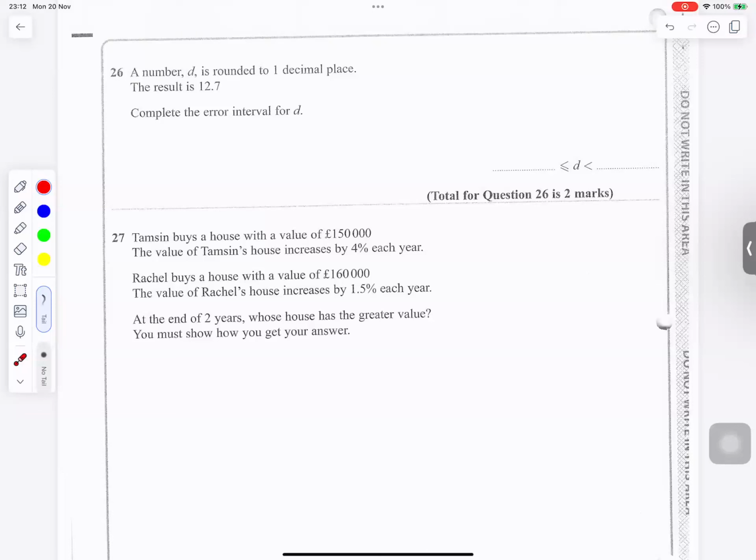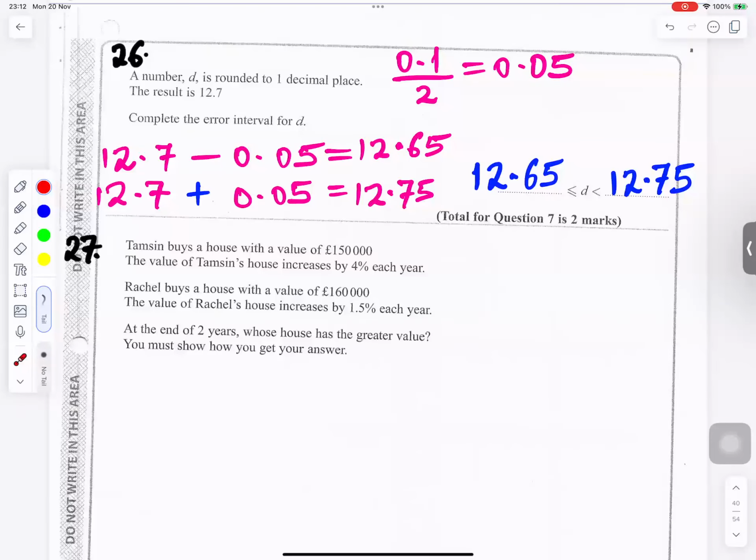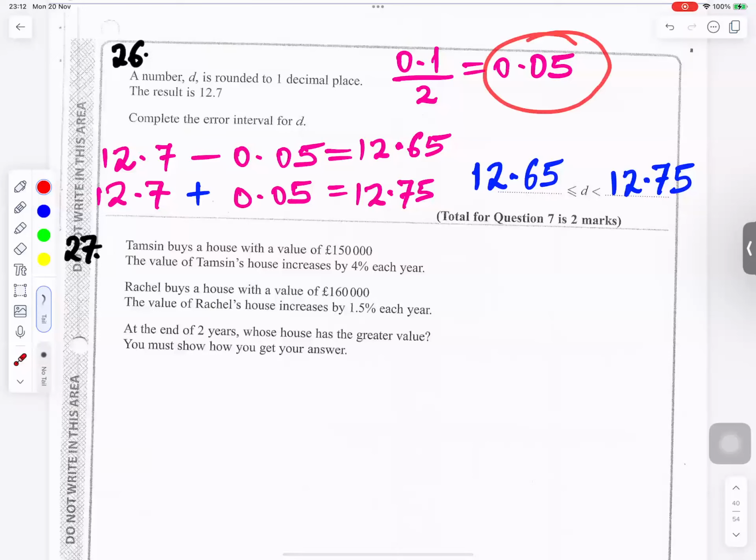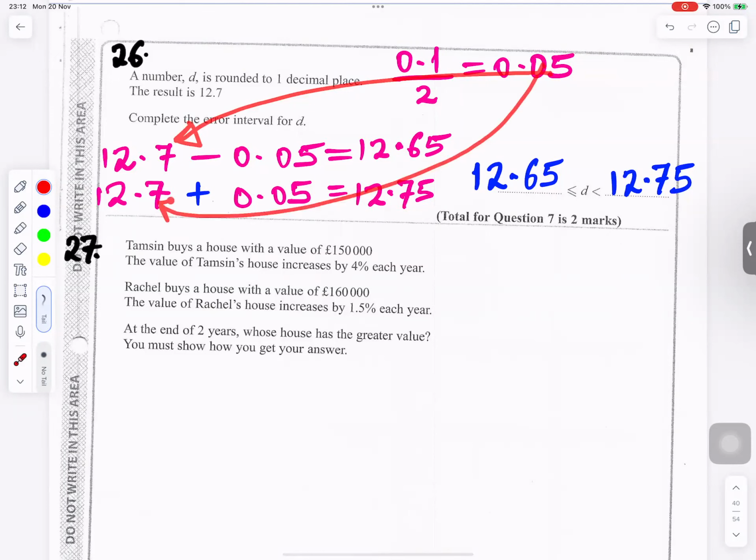That's question 26 and 27. For 26, you take the 1 decimal place, which is 1 over 10, or 0.1, halve it, 0.1 divided by 2 gives you 0.05. And then you subtract it from the 12.7 and also add it to the 12.7. So you get the minimum, the lower bound and the upper bound.